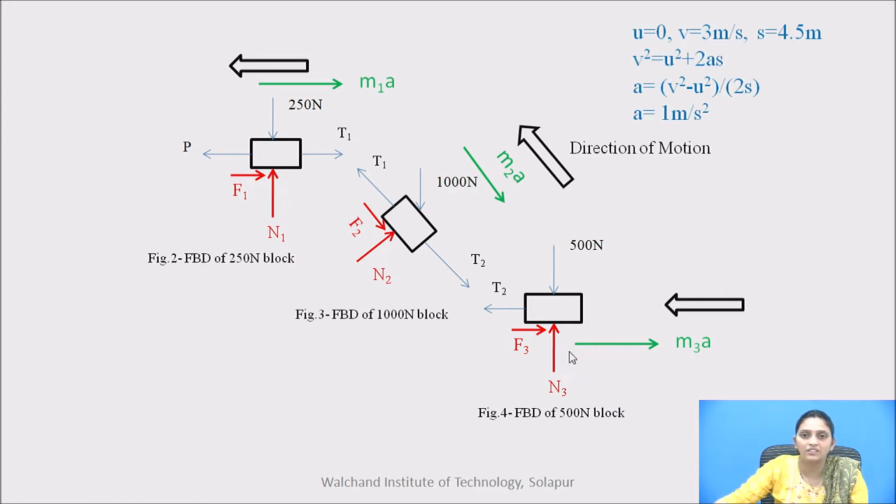Before analysis, we have to determine the acceleration. We are given that the body starts from rest, so initial velocity u is 0. Targeted velocity is 3 meter per second, so it is the final velocity v. Displacement s is given as 4.5 meter. So we will use the linear motion equation v squared equals u squared plus 2as, and we determine the acceleration. So acceleration is 1 meter per second squared.